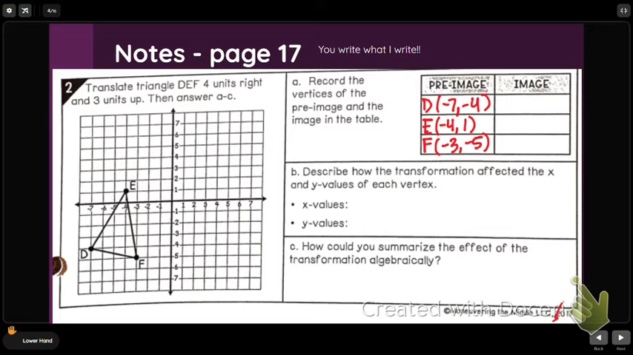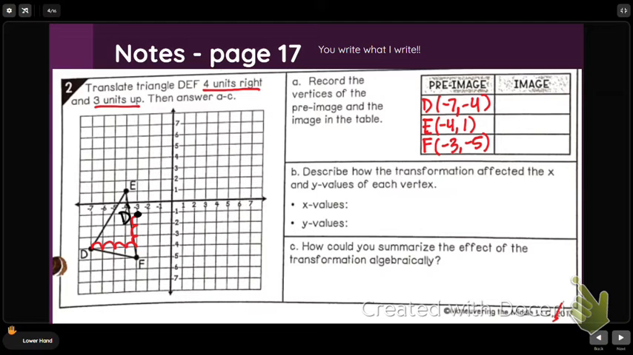And now let's go ahead and actually translate that. It wants us to go 4 units right and 3 units up. So we're going to move each of these points to the right 4 and up 3. So let's start with D. And right 1, 2, 3, 4, up 1, 2, 3. And there is D prime.